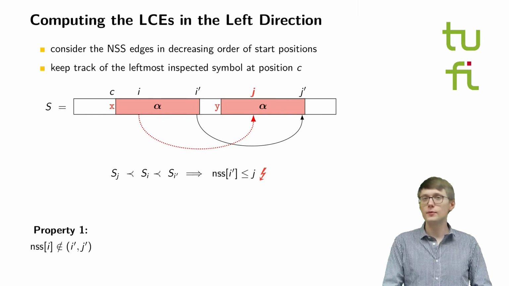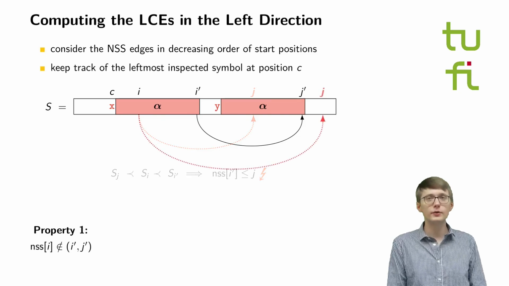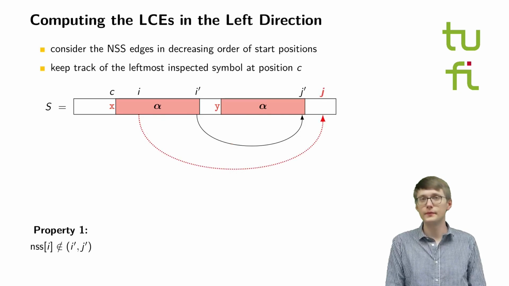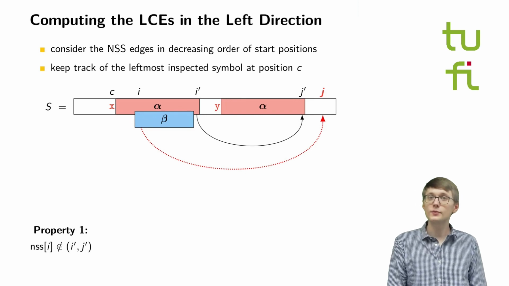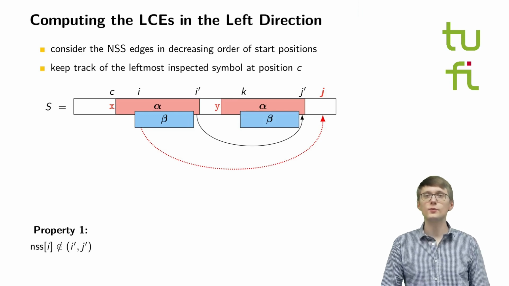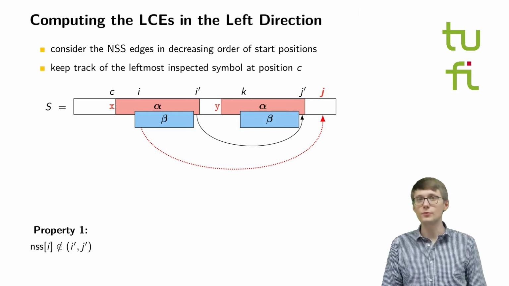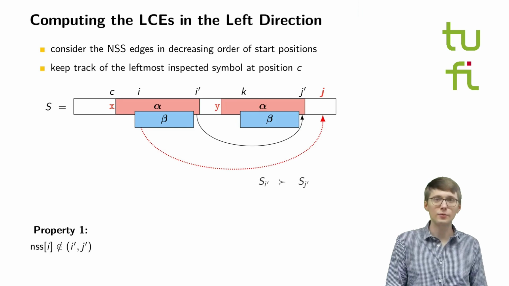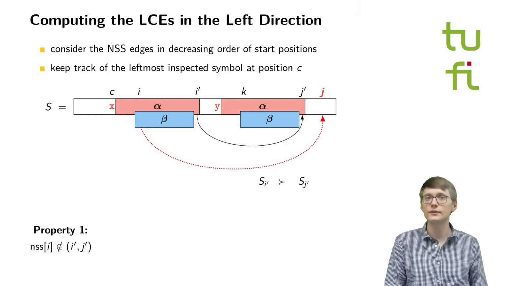The second property that we show is that j cannot be equal to or larger than j'. Assume that it is, then we have this red next smaller suffix edge from I to j. In the left occurrence of alpha, we have the substring beta from I to I'. Of course, we have the same substring in the right occurrence of alpha, and there it starts at some index k. Since we have a next smaller suffix edge from I' to j', we know that the suffix at position I' is lexicographically larger than the suffix at position j'.